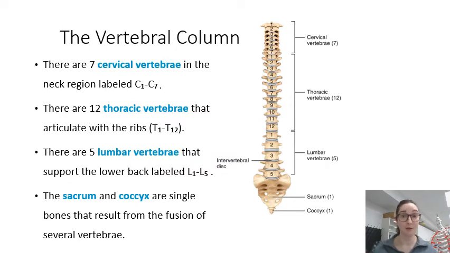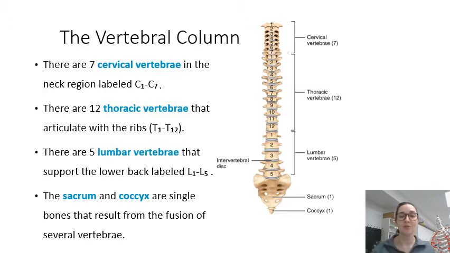All right, so an overall look at your vertebral column here. We can break apart the vertebrae into different sections. The first section, the ones in your neck, are called your cervical vertebrae. You have 7 cervical vertebrae, numbered C1, C2, C3, C4, C5, C6, C7. Then you've got 12 thoracic, also numbered T1 through T12. You've got 5 lumbar vertebrae, which is your lower back, and those are L1 through L5.